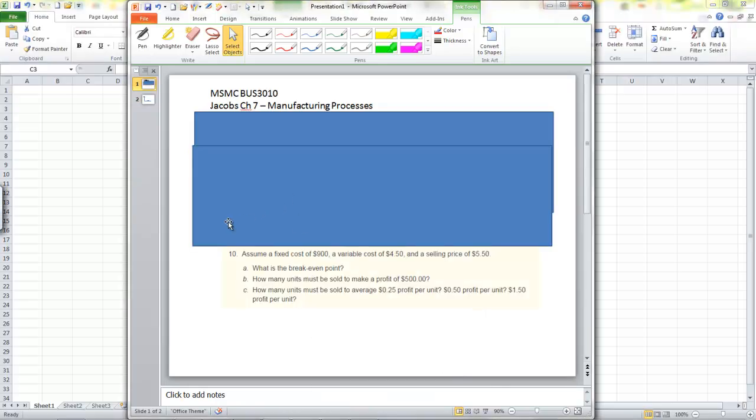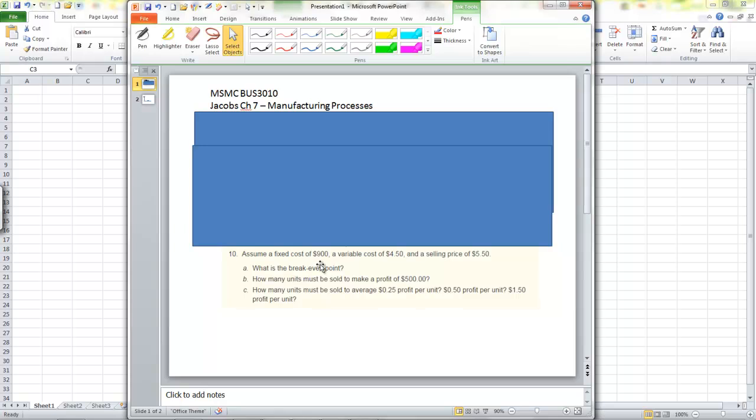Welcome back. Now that we've solved problems 8 and 9 from Jacobs chapter 7, we'll go ahead and solve problem 10. This is where the questions came out, especially on C. It starts us out as many of the other problems have started out, and then it turns into something we have to do some thinking about.